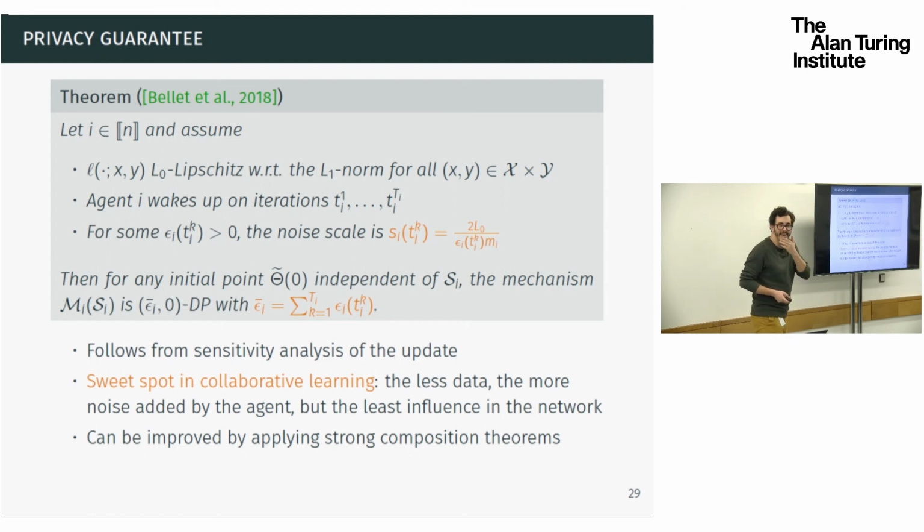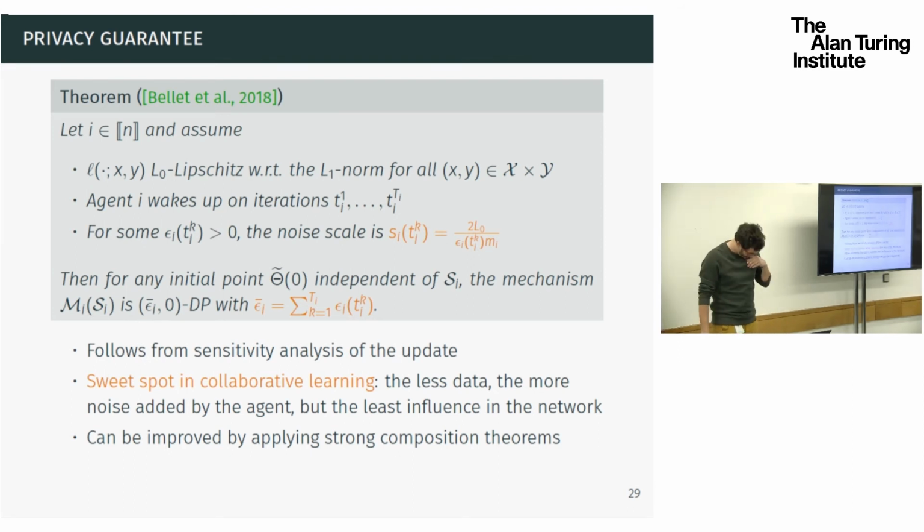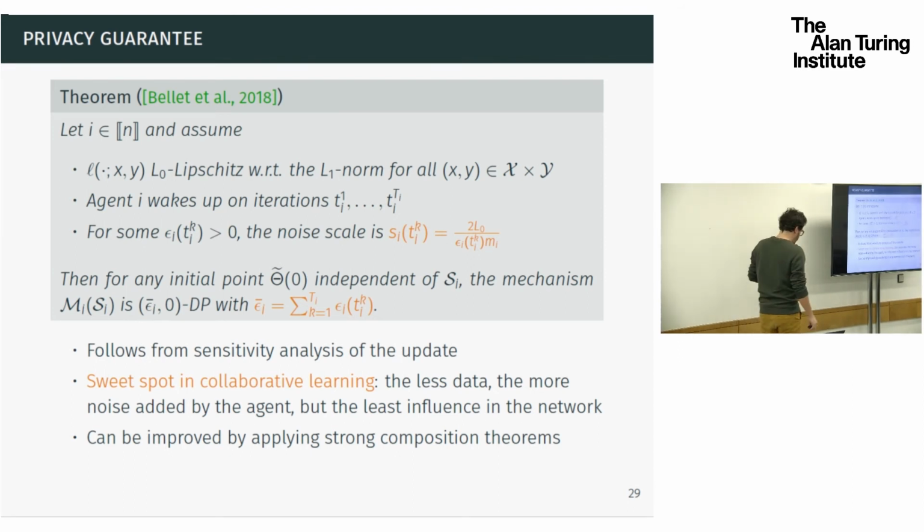I was going to ask Adria's favorite question. So the M_i there means that this differential privacy guarantee for a user protects an individual record, an individual data point of this user, as opposed to the whole data set. That's true. Yeah.